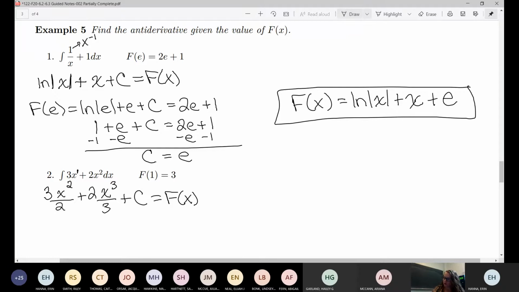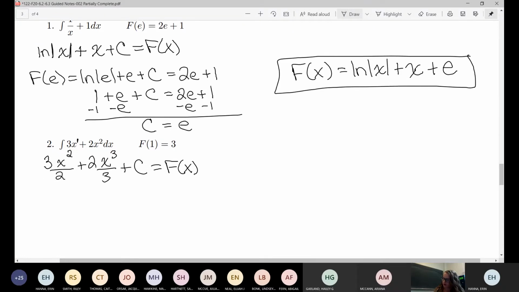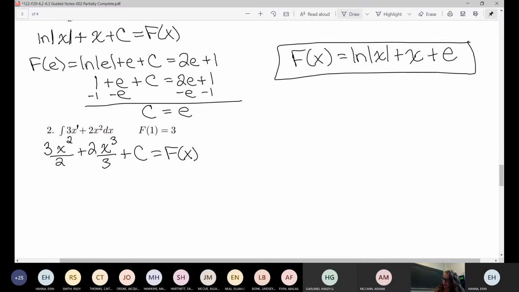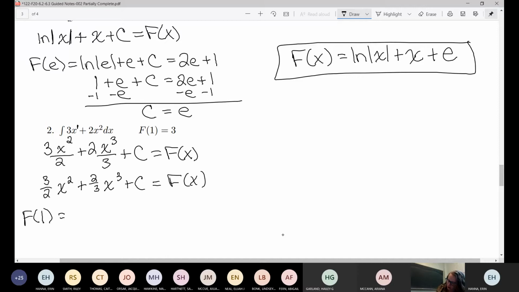And then we're told if we plug in 1, this should equal 3. And we'll be able to solve for the c value. So let me rewrite this really quick. I'm going to write it as 3 halves x squared plus 2/3 x cubed plus c. And then I'm told if I plug in 1 for x, I should get 3.